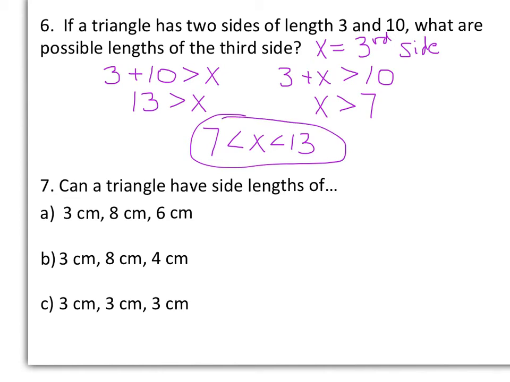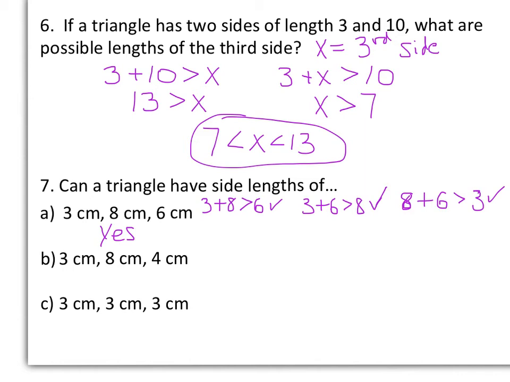And number 7, can a triangle have side lengths of... Well, in A we have 3, 8, and 6. Again, the sum of two sides has to be greater than the third. So is 3 plus 8 greater than 6? Yes. We'll stick with the 3. Is 3 plus 6 greater than 8? Yes. And is 8 plus 6 greater than 3? Yes. So a triangle could have side lengths of 3, 8, and 6.